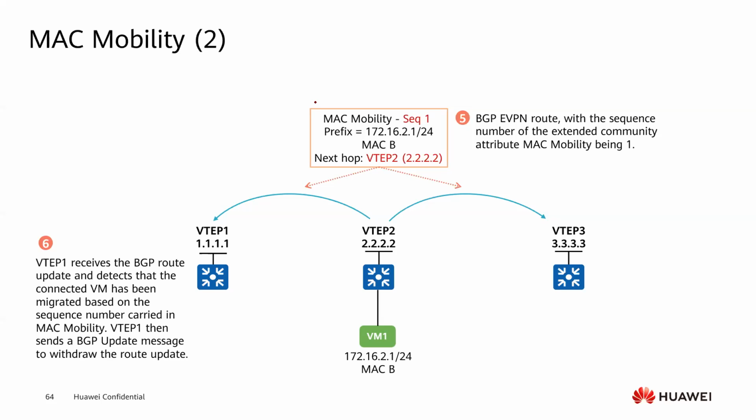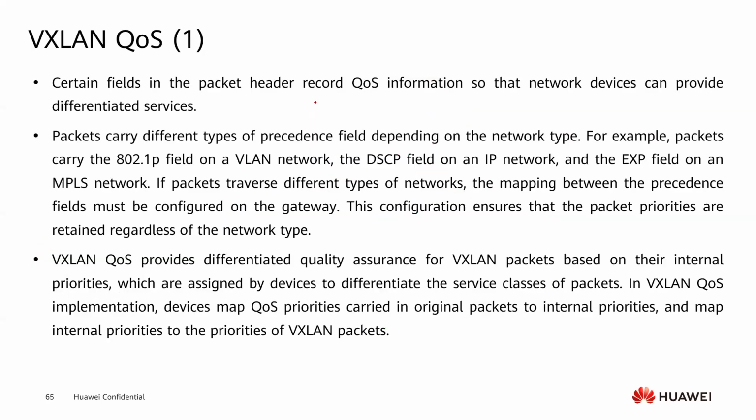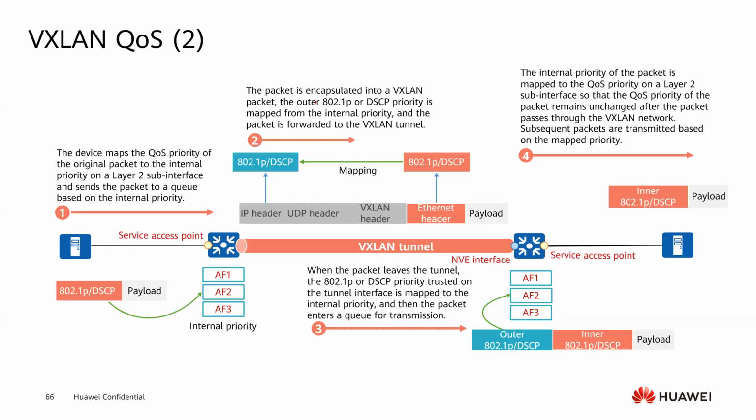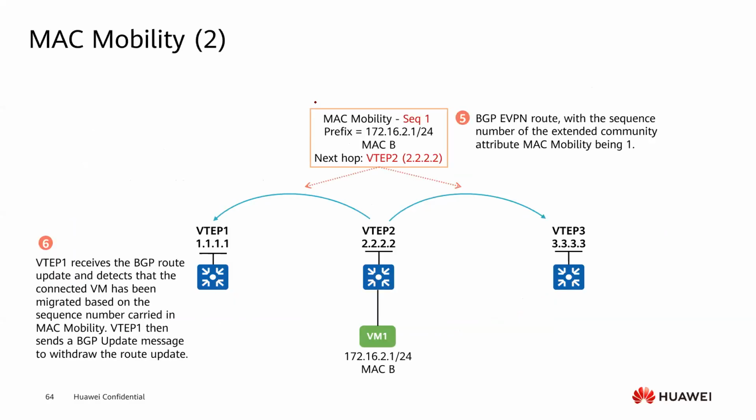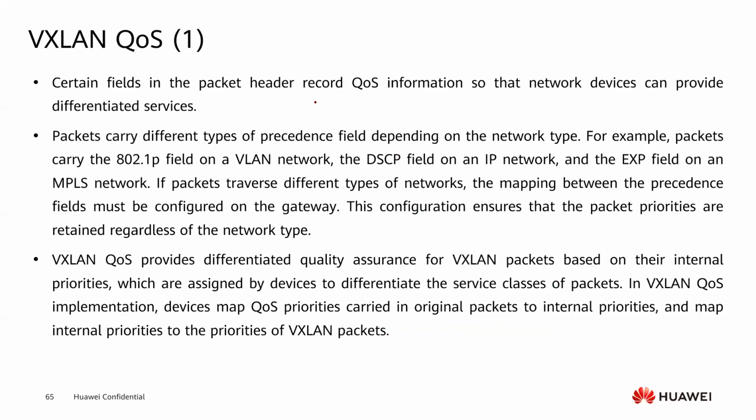Now VTEP1 also receives the BGP route, and it will realize the sequence is larger than its own, so it will realize the VM has already migrated to another VTEP, so it will withdraw this route. That is the MAC mobility. Wait a moment, it should be the last feature about VXLAN. It is the VXLAN QoS.